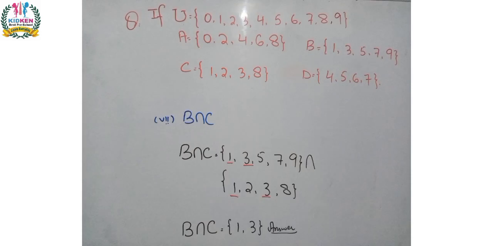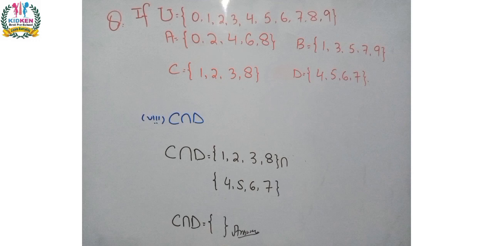Next part of this question, B intersection C. Again we write the common values of B and C. B has values 1, 3, 5, 7 and 9 and C has values 1, 2, 3 and 8. So 1 and 3 are common in both sets. So B intersection C has values 1 and 3. Next part, C intersection D. C has values 1, 2, 3 and 8 and D has values 4, 5, 6 and 7. Again nothing is common in these two sets, so C intersection D is null set or empty set.